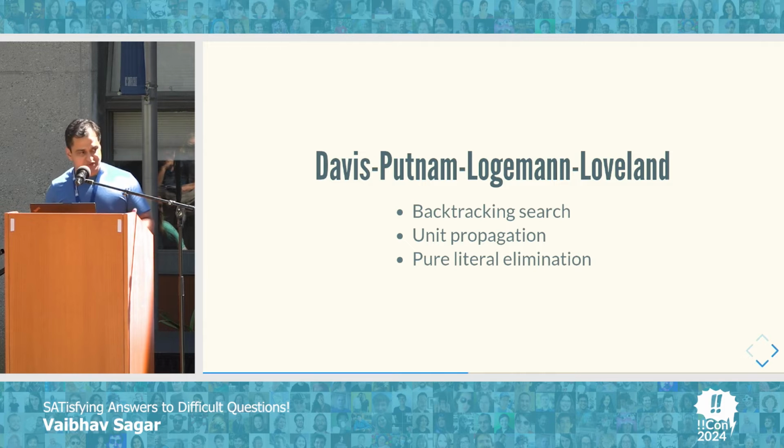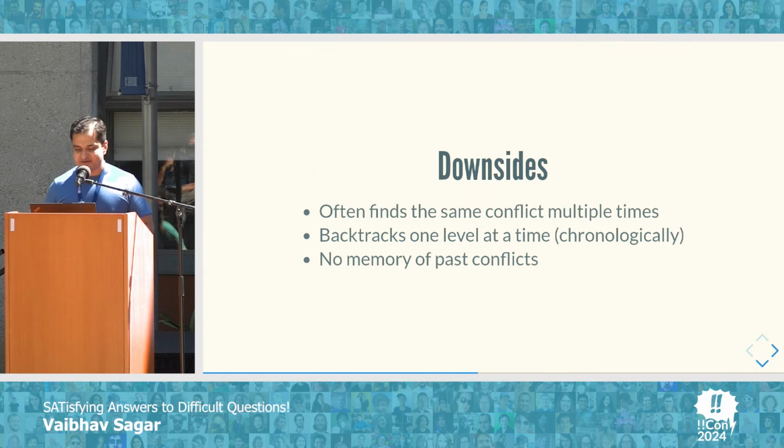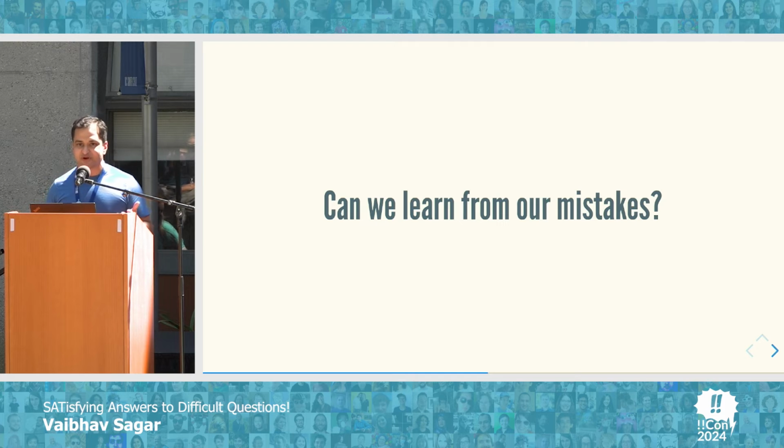And this works reasonably well for small numbers of clauses, but the downsides are that, one, it finds the same conflict over and over and over again, and when it does find a conflict, it can only go up one level at a time. It can only change one variable at a time. And it has no way of learning from previous mistakes or remembering them, so it doesn't make the same mistake over and over again.